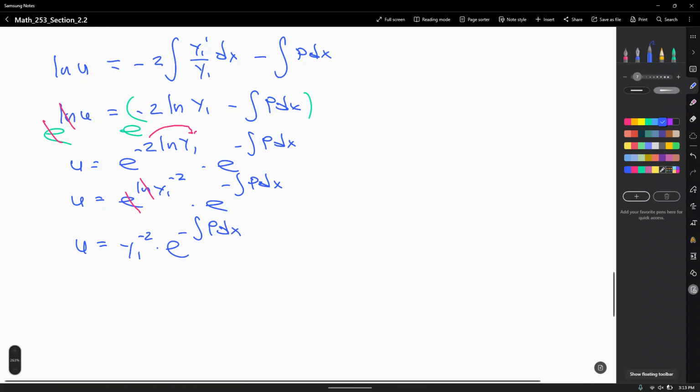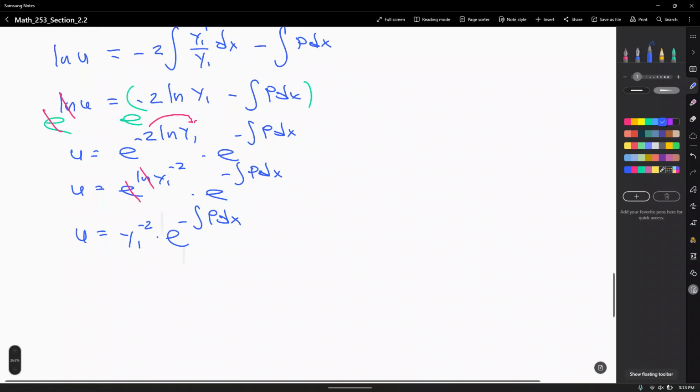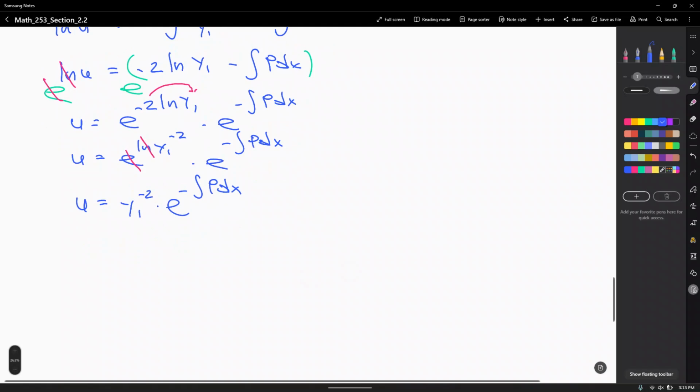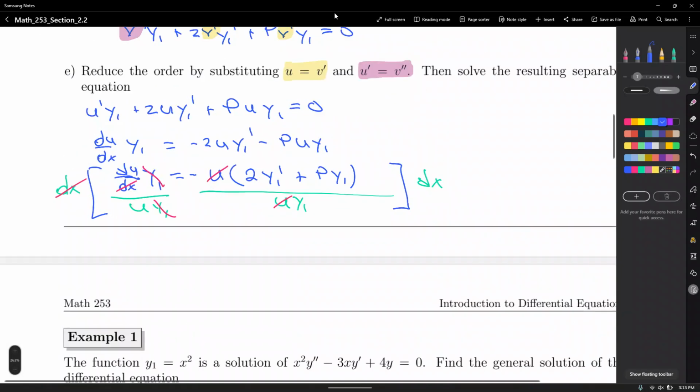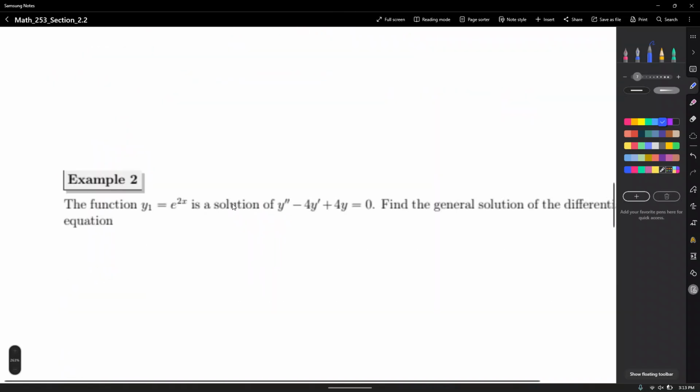Well, we are almost done. A couple more steps. There are a couple of things I'd like to do. Number one, we're going to back substitute for u in terms of what we did before. So u was that v prime. It's right here. Let me go back.